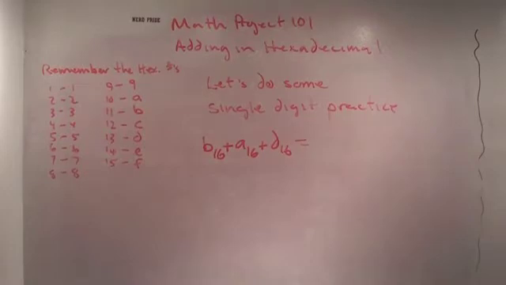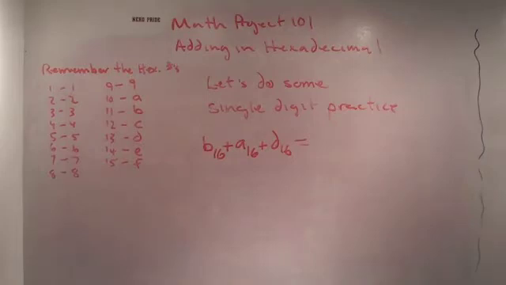Today we're doing b plus a plus d. Okay, so what's that going to be? B plus a plus d. Well, b is 11. So 11, and a is 10. 11 plus 10, and d is 13. 11, 10, and 13. So we want to write 34.